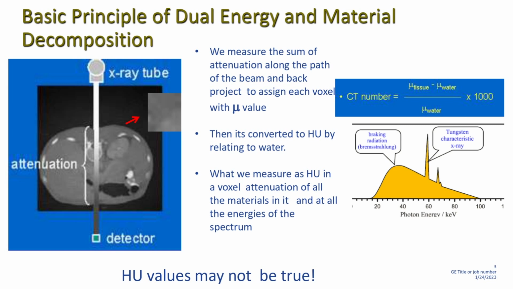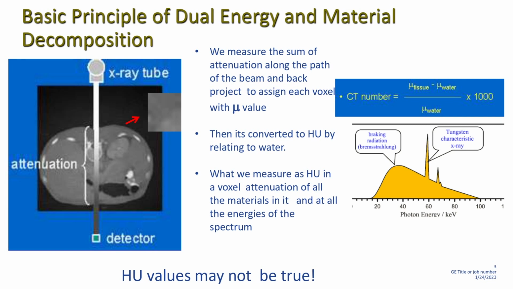When a lot of energies are there, the attenuation we are measuring is actually not the attenuation at that energy. It is actually the sum of all the energies. What we measure as Hounsfield unit is not really the actual Hounsfield unit. Rather, it is the sum or the average of all the energies. It's not a true Hounsfield unit. How that is going to be a problem, we will see in the next slide. Hope this is clear now. Okay.